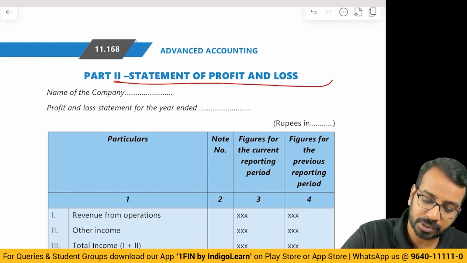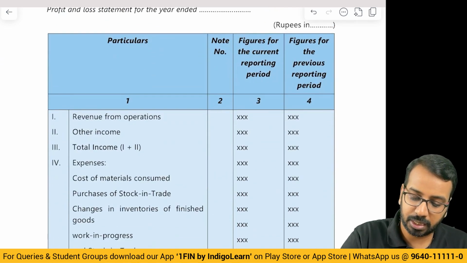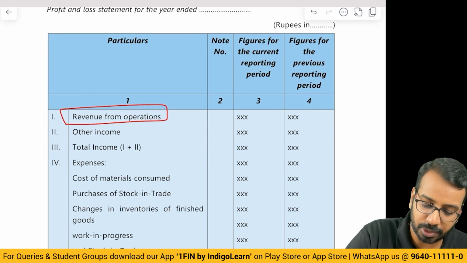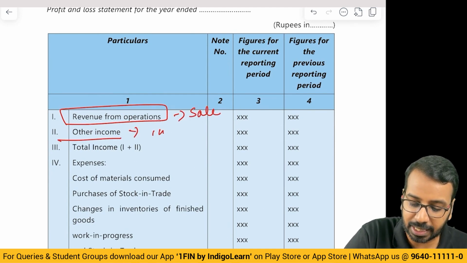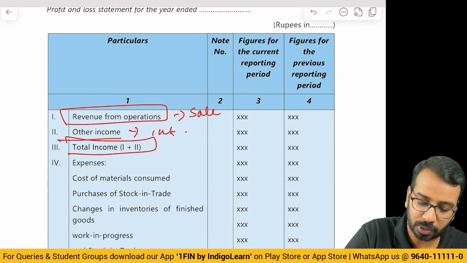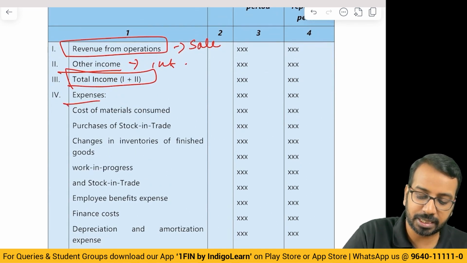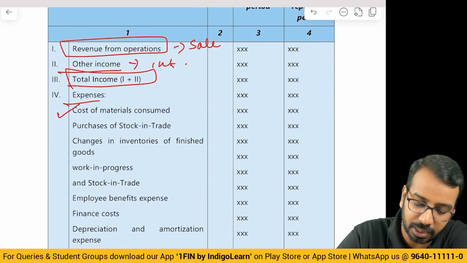Then we have the statement of P&L format. Now here you have revenue from operations, the main aspect of your sale. Other income, maybe something like interest income, that will make it total income. Then expenses, cost of material consumed.